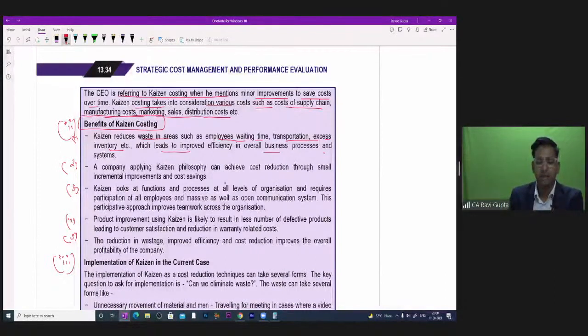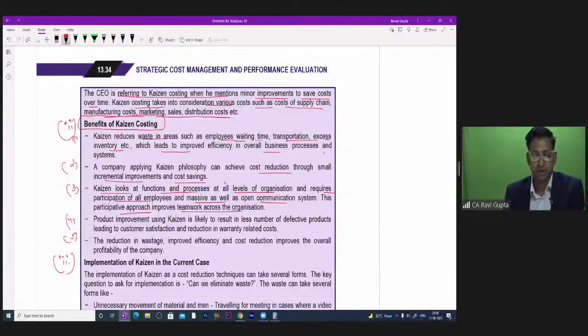Second, a company applying the Kaizen philosophy can achieve cost reduction through small incremental improvements and cost savings. Kaizen looks at a function or process at all levels of the organization and requires participation of all employees, as well as an open communication system. This participative approach improves teamwork across the organization. Definitely, in Kaizen costing there is involvement of employees from all levels, and this will improve teamwork across the organization.